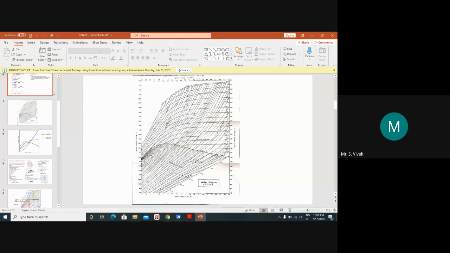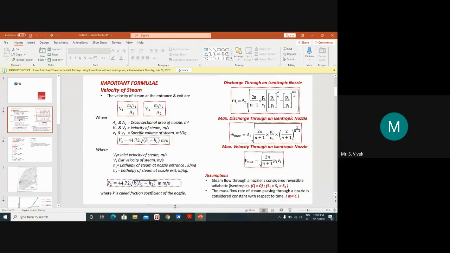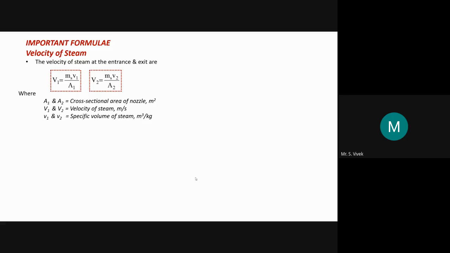And another thing is the formulas. We do not have a large number of formulas as far as these problems are concerned. One of the very basic formulas is velocity: V is equal to mass flow rate into specific volume divided by area. That is one of the basic formulas. And this one, exit velocity V2 is equal to 44.72 into root of h1 minus h2.